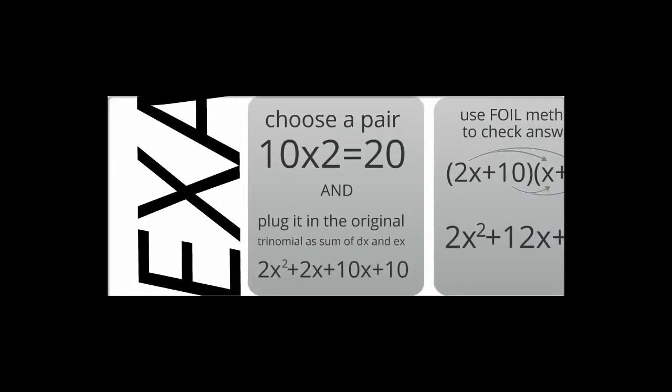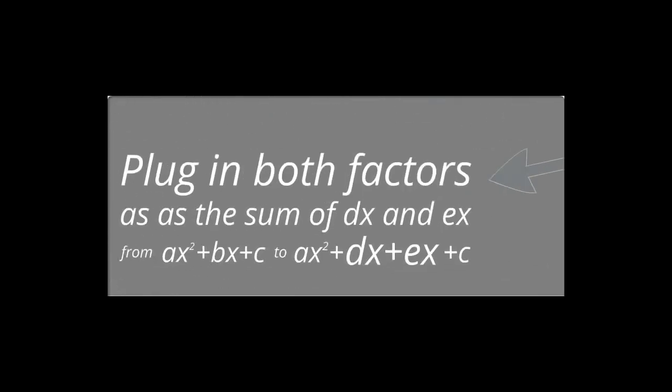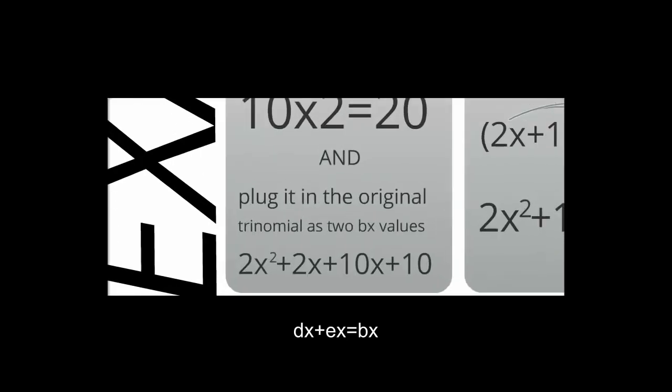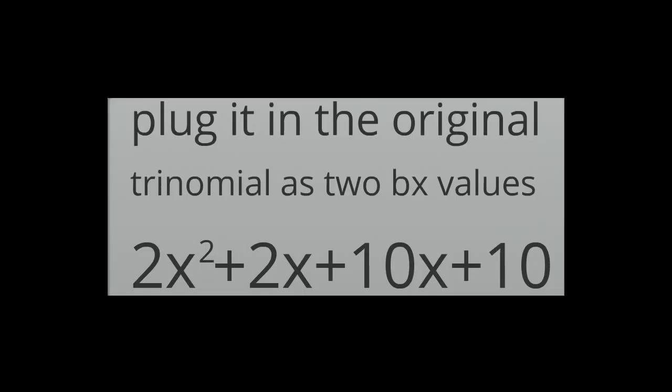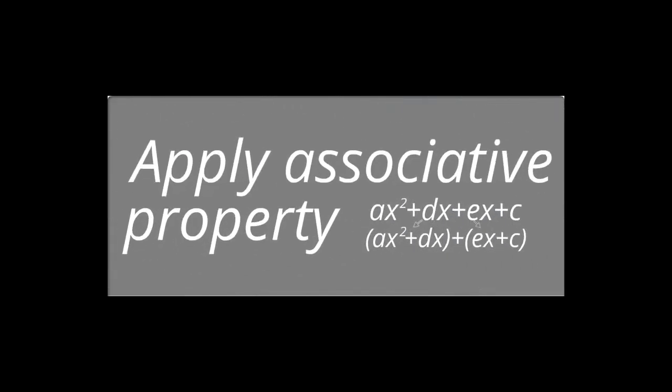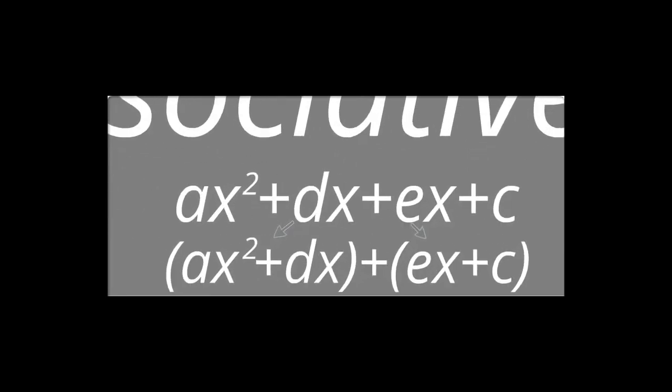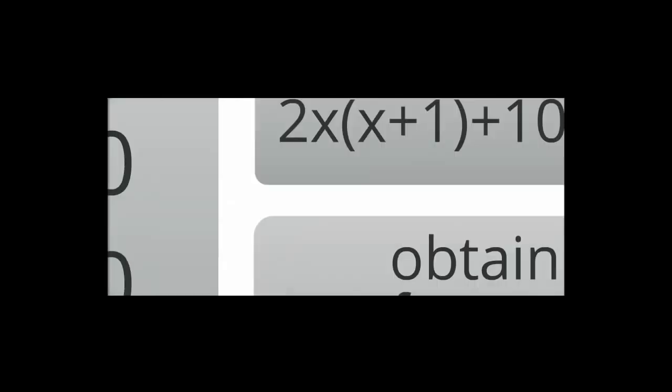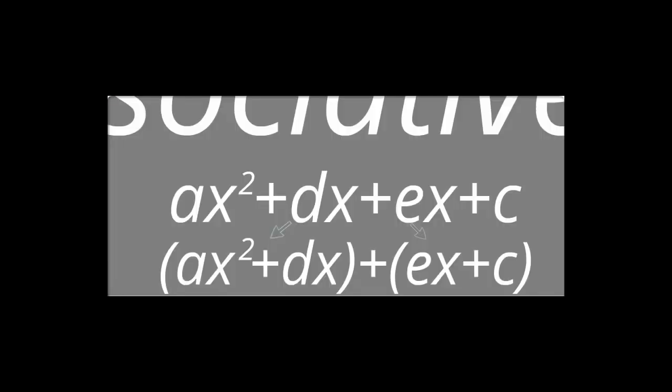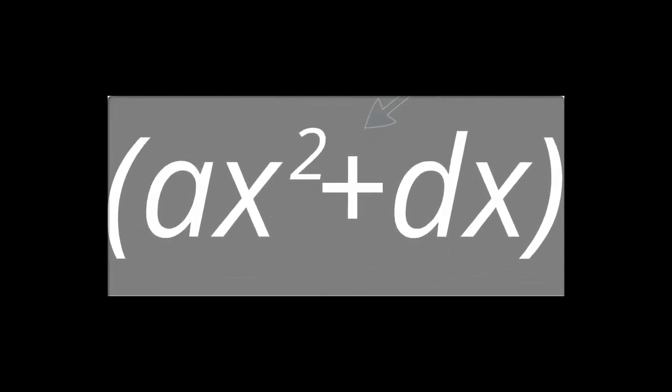Then we choose a pair, and we plug in both factors as a sum of ex and dx to get from that to that. In this case it will be 2x and 10x. Then we apply the associative property to associate two terms, 2x squared plus 2x, to get that.